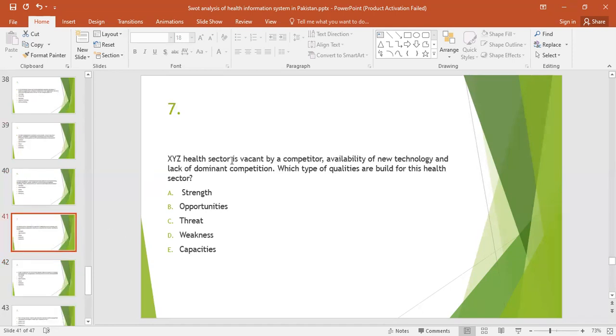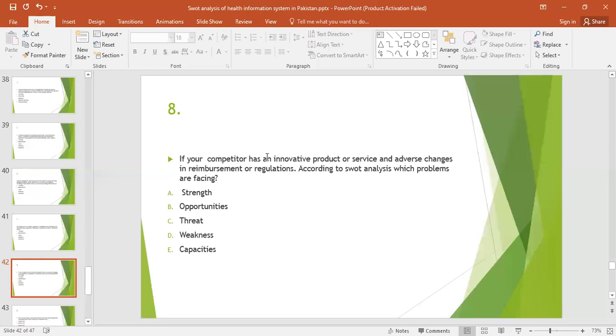XYZ health sector is vacant by a competitor. Availability of new technology and lack of dominant competition. Which type of qualities are built for this health sector? B is the right answer. Opportunities in the statement, like health sector is vacant by a competitor, no new vacant in the market, availability of new technology and lack of dominant competition. So these are the opportunities for your organization.